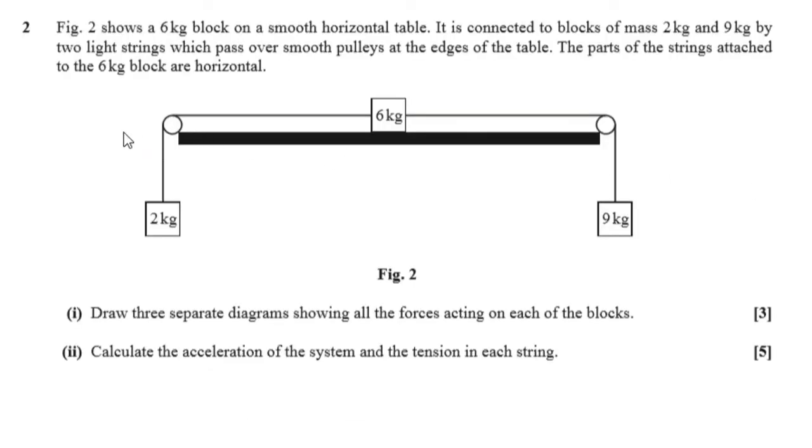Okay, so for question 2 we have a very typical 3-mass body on a table diagram question. Part 1, draw 3 separate diagrams showing all the forces acting on each block. And part 2, calculate the acceleration of the entire system and also the tension in both strings. Okay, so let's start with the free body diagram. Let's go with the 2 kilogram first.